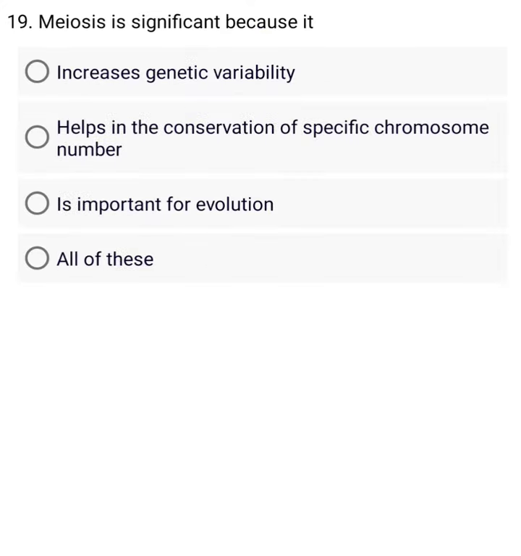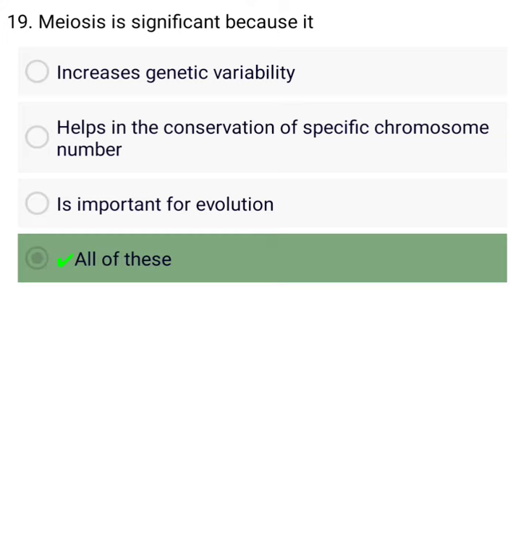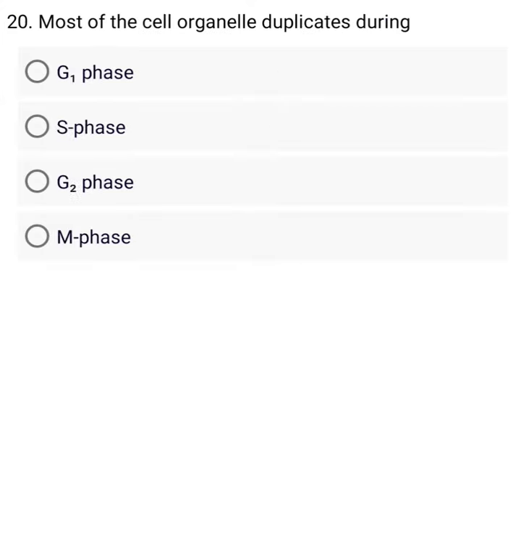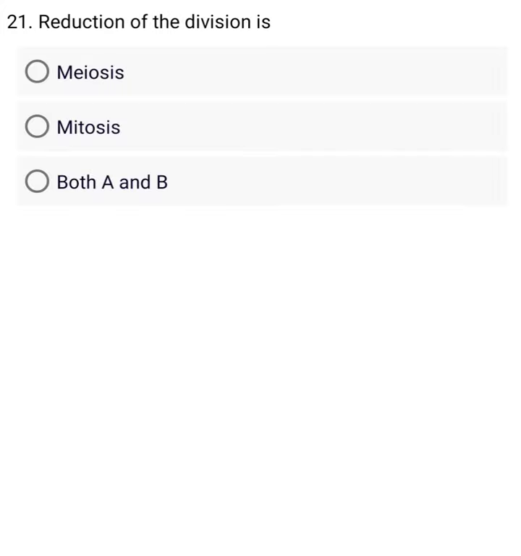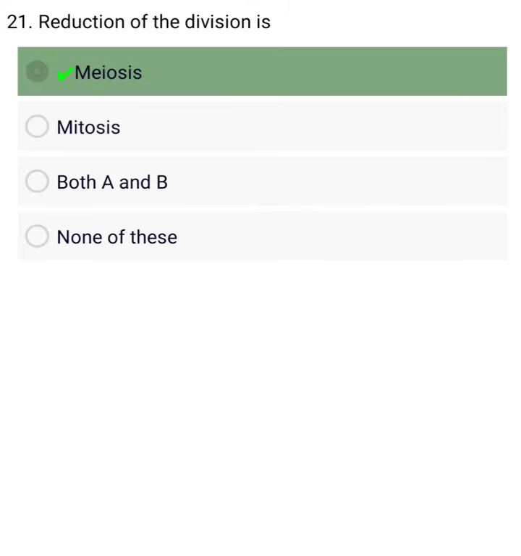Right. Meiosis is significant because it A. Increases genetic variability. B. Helps in the conservation of specific chromosome number. C. Is right. Most of the cell organelles duplicate during A. Right. Reduction division is A. Meiosis. B. Mitosis. C. Right.